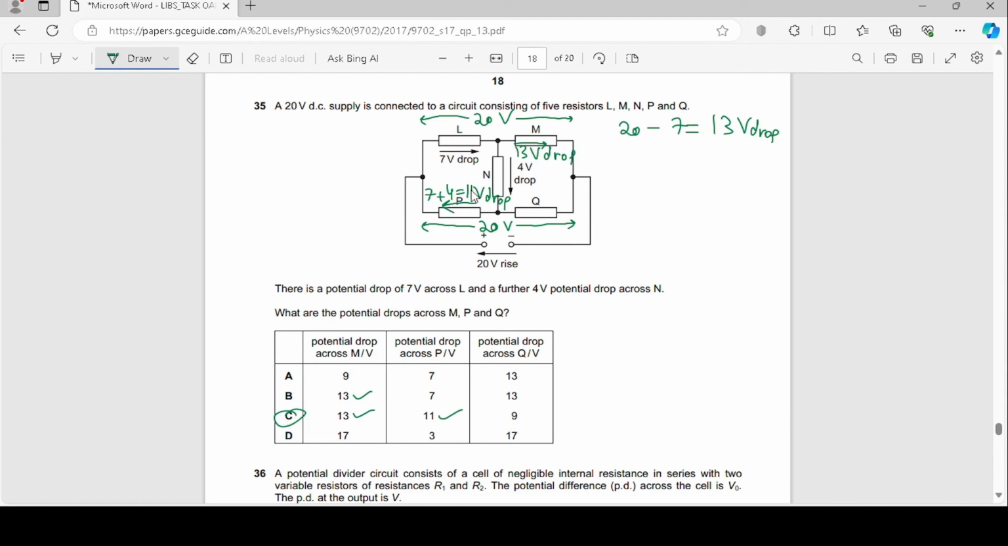So obviously, because this is 11 in P, and I told you that P's drop and Q's drop together will make 20 volts, then you must have 20 minus 11. 20 minus 11 is actually a 9-volt drop. So that verifies that.